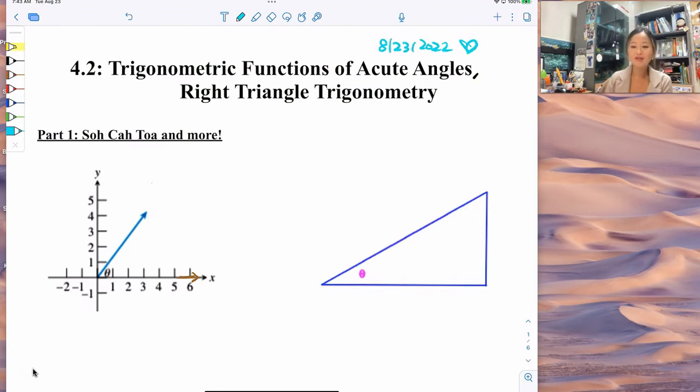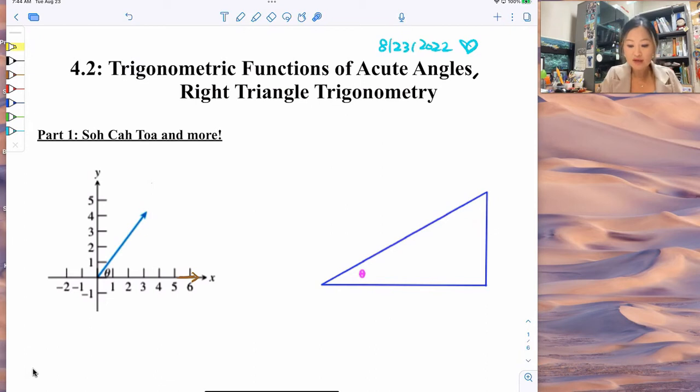So 4.2, trigonometric functions of acute angles, right triangle trigonometry, okay? I want you to understand that trig has the word triangle in it. So you see a lot of triangles being attached to trigonometry, okay? Trigonometry. Now, somewhat of a review.